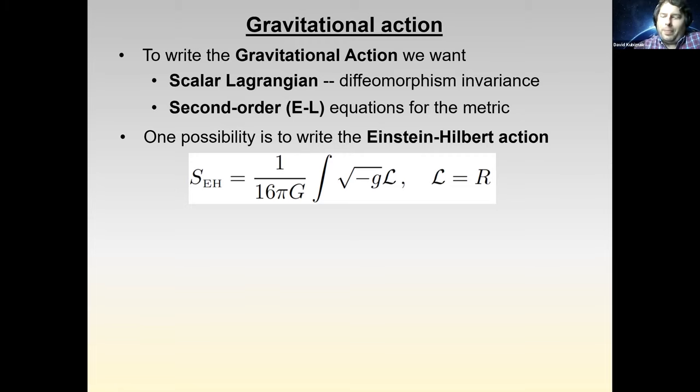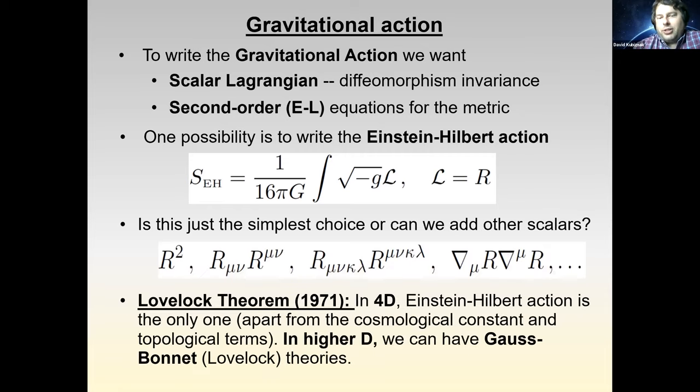Of course, one possibility to write down is the Einstein-Hilbert action, which is given over here. And then the question is, is this just the simplest choice, or can we add other scalars? For example, Ricci squared, Ricci scalar squared, Riemann squared and so on. As I already mentioned, by Lovelock's theorem, in 4D this is not possible. In 4D, the Einstein-Hilbert action is the only one which gives you second-order equations of motion. However, in higher D, we can have additional theories.